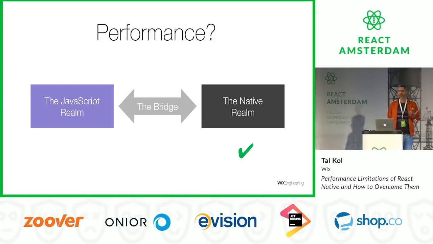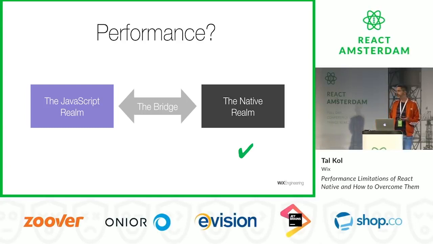Now let's talk about performance. Okay, this is the main topic for today. So code that you write in the native realm, what performance do you expect of it? Naturally, we would say that we expect performance to be good, because that's the regular way to develop in mobile. So performance in the native realm is excellent.